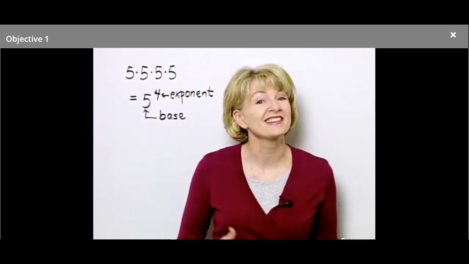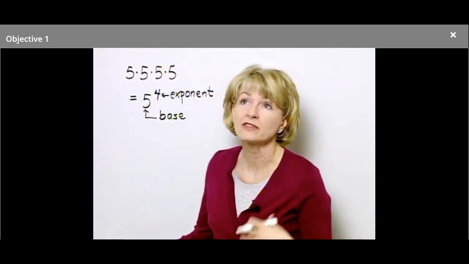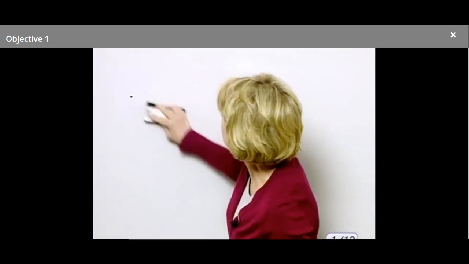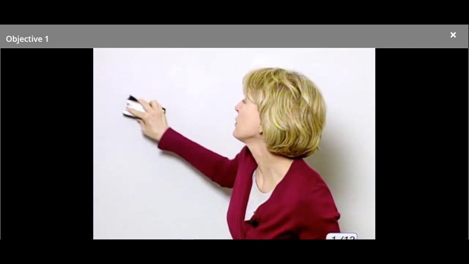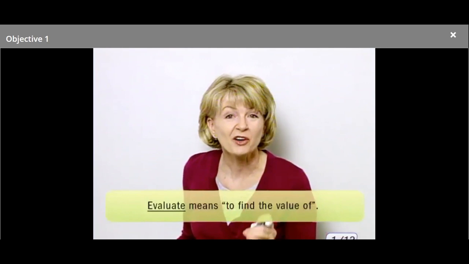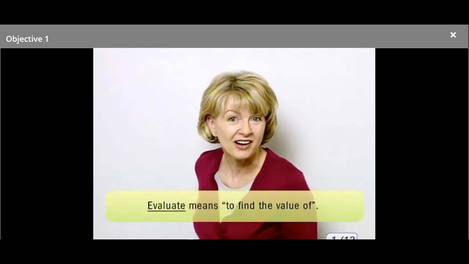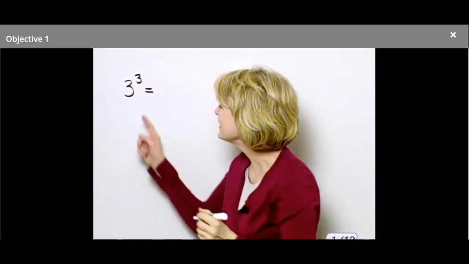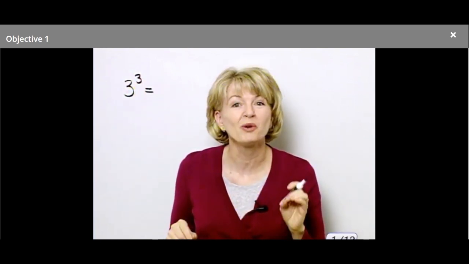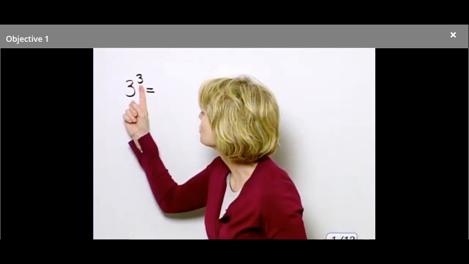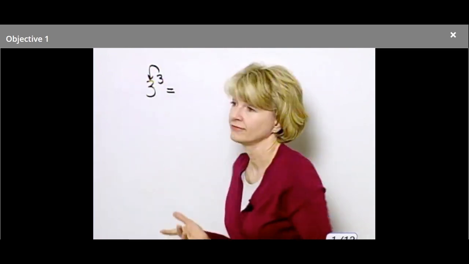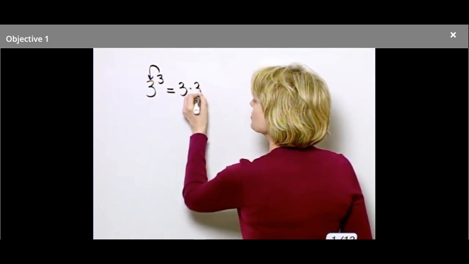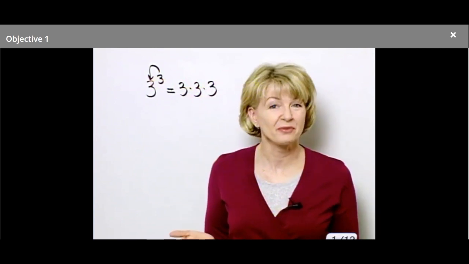So let's practice evaluating exponents or exponential expressions by looking at the following. Let's suppose I would like to evaluate, and by the way, what does evaluate mean? Evaluate means find the value of. So let's evaluate 3 cubed. And it is not this times this. Remember what exponential notation means. It means 3 factors of 3. 3 factors of 3, that's 3 times 3 times 3. There I have 3 factors of 3.